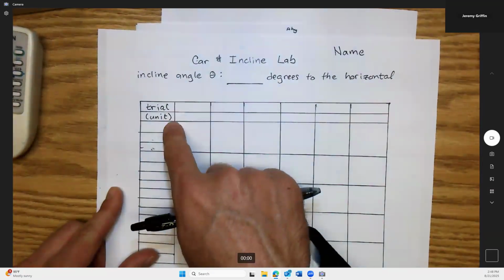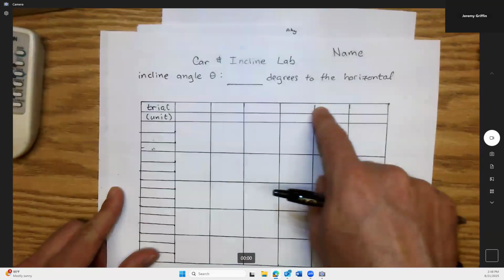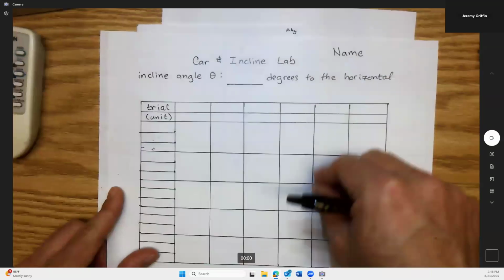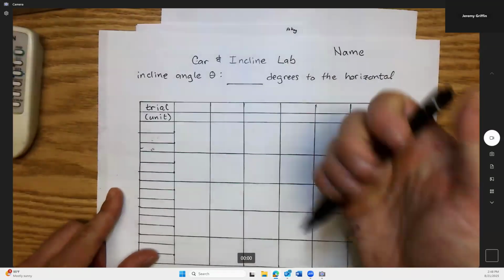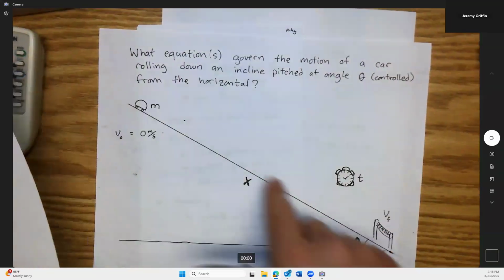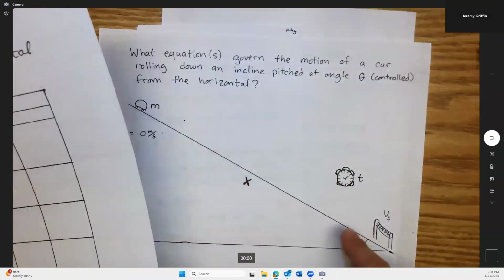See where it says trial and then unit. We're going to put a bunch of variables going across the top and the corresponding units right beneath those, so that when you start writing numbers, those numbers will have the units attached. For example, x could be the distance the car rolls. What do you think is a good way to measure how far the car rolls? What unit?